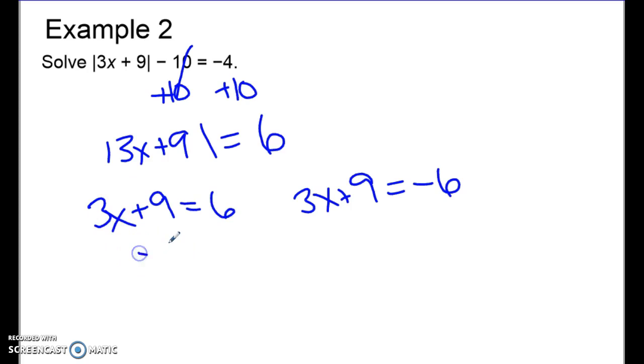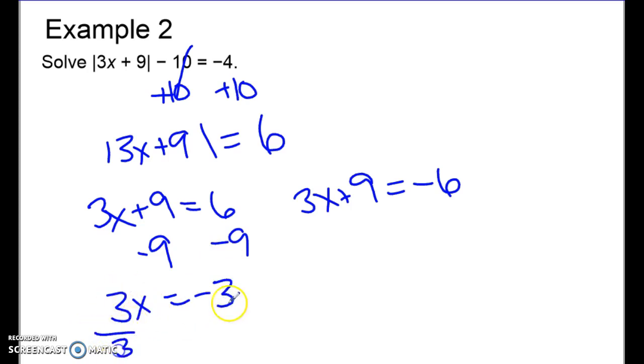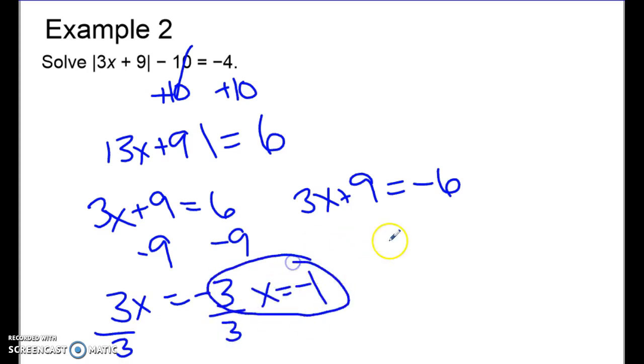So I see that we're adding 9, so I have to undo that by subtracting 9. So I'm left with 3x equals 6 minus 9, which is a negative 3. Then I'm multiplying over here, so to undo my multiplication, I divide by 3. So x equals negative 1. That's one of my solutions.